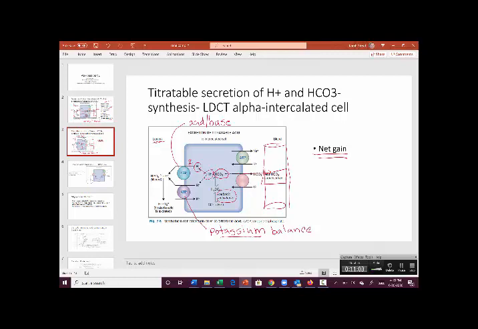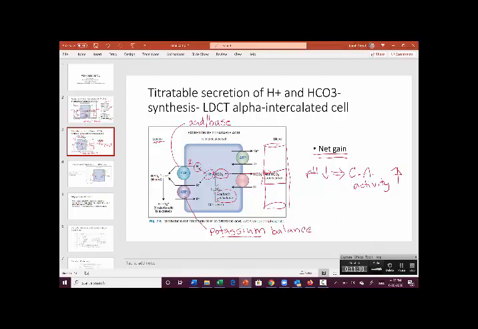If we combine the actions of the PCT with this alpha intercalated cell, we would reclaim our filtered bicarbonate and make more. And that would happen again when pH is low. If pH is low, the patient's in acidosis, and that means carbonic anhydrase activity goes up. And we would see more of this bicarbonate being absorbed.